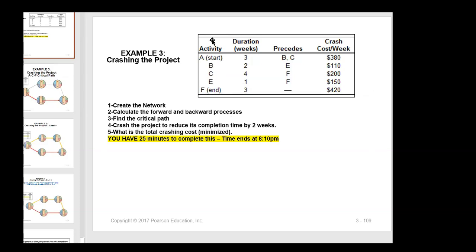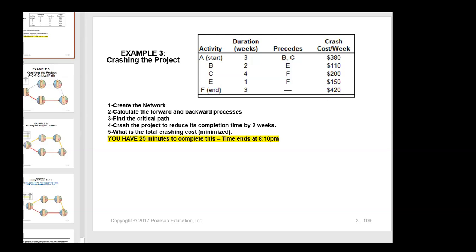So we can see we have the activities A to F, and the duration, which means how many weeks it's going to take for each activity to complete, and the predecessors. That means, for example, B and C have to wait for A to complete. E has to wait for B to complete. F has to wait for C to complete, and also wait for E to complete. Okay. The crashing costs are also available.